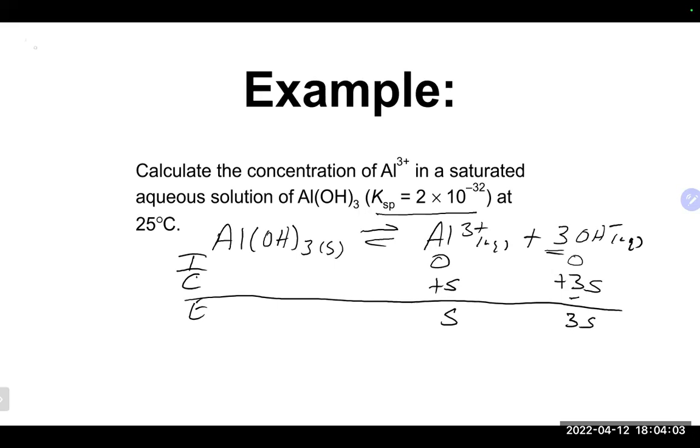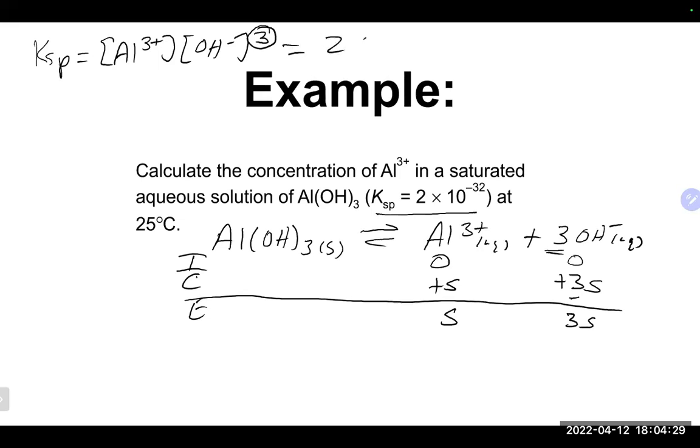This will go into our Ksp expression, which in this case is the concentration of aluminum times the concentration of hydroxide. And we also need to remember, because of that 3, we do also need a cube here as well. So again, this is what I was talking about earlier. Sometimes people go, well, I did the 3 here, I still need a cube, and they sometimes will leave out one of those steps there.